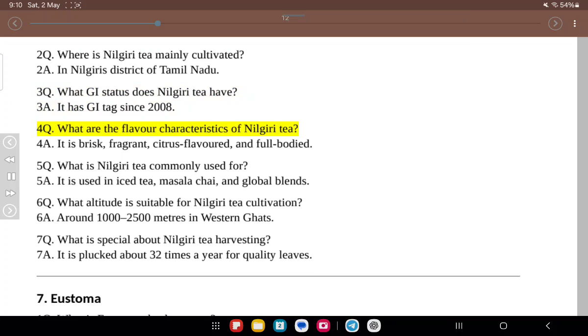4Q. What are the flavor characteristics of Nilgiri tea? 4A. It is brisk, fragrant, citrus flavored, and full bodied. 5Q. What is Nilgiri tea commonly used for? 5A. It is used in iced tea, masala chai, and global blends. 6Q. What altitude is suitable for Nilgiri tea cultivation? 6A. Around 1,000-2,500 meters in Western Ghats. 7Q. What is special about Nilgiri tea harvesting? 7A. It is plucked about 32 times a year for quality leaves.